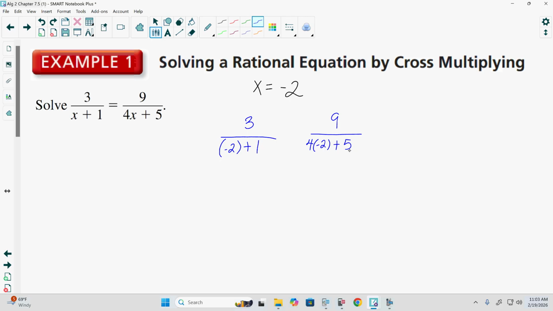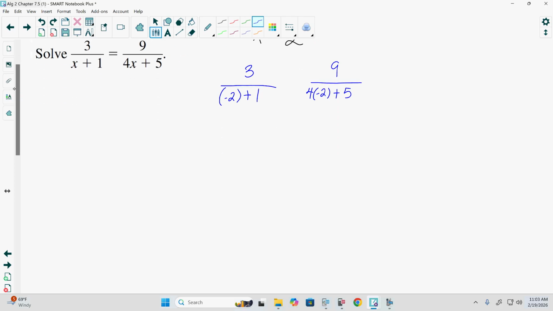All right, guys, focus in. So when we check this here, we replace each x in the equation with negative 2. Now at this point, we can check this by hand or we can plug it into the calculator. Either one works.